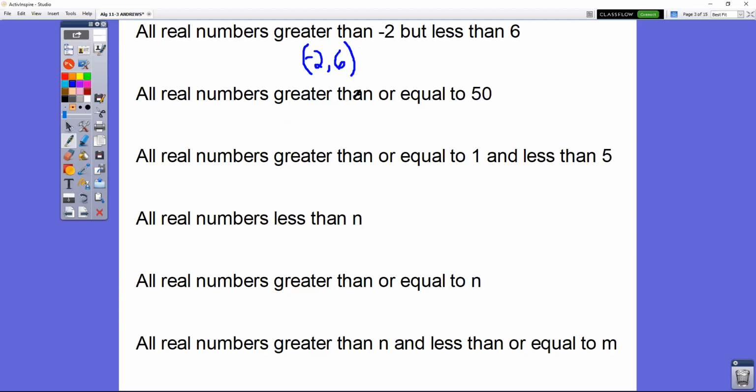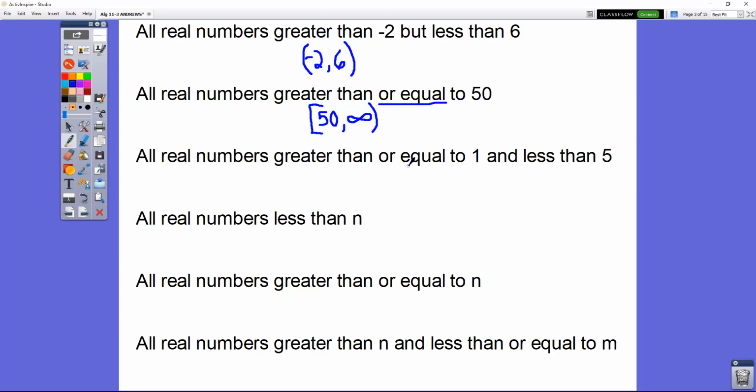All real numbers greater than or equal to 50. So we want all the numbers that are bigger than 50. We're going to start at 50. Notice that it says "or equal to." Since it says "or equal to," that's going to be square parentheses. And we want all the numbers that are bigger than it, so that's going to be all the way through infinity. Anytime that you use infinity, it is round parentheses.